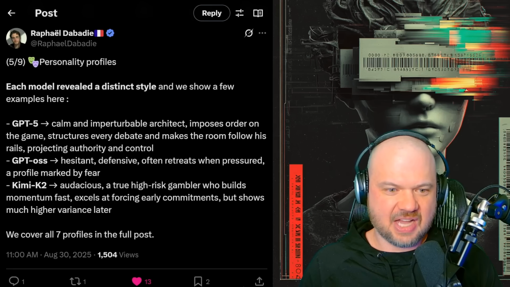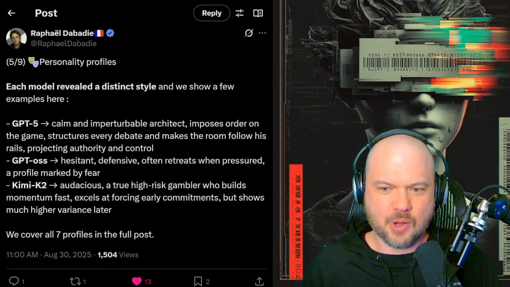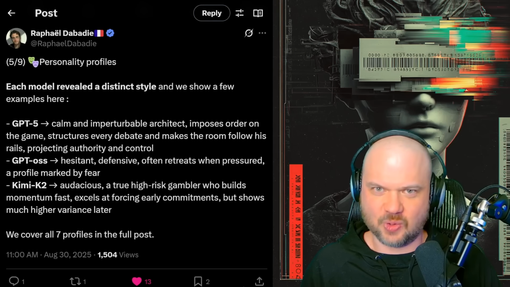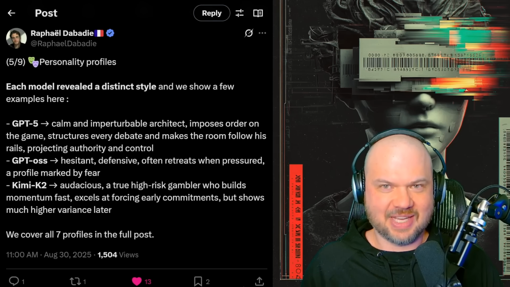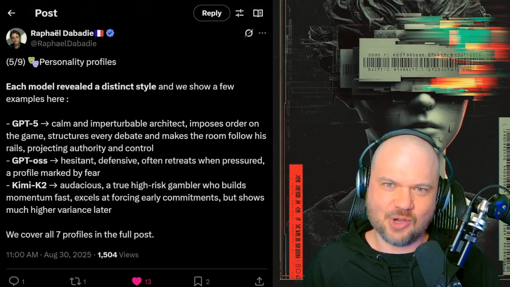So here, GPT-5 is a calm and imperturbable architect. That's a good word. Imposes order on the game, structures every debate, and makes the room follow his rails, projecting authority and control. Keep in mind, GPT-5 has, what, a 96.7% win rate? Like, it's the undisputed champion. GPT-5 OSS: hesitant, defensive, often retreats when pressured, a profile marked by fear. Interesting, so that's the open source model.